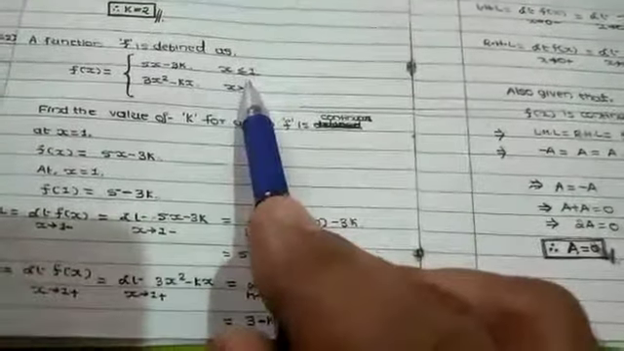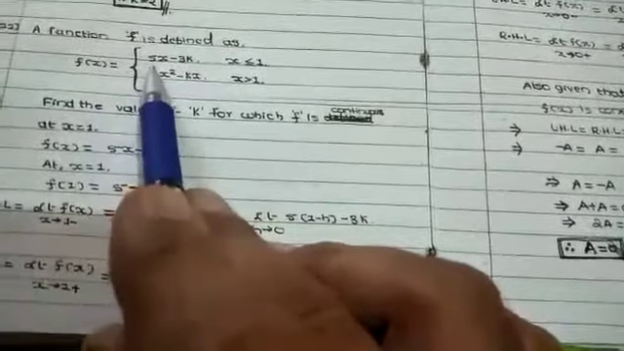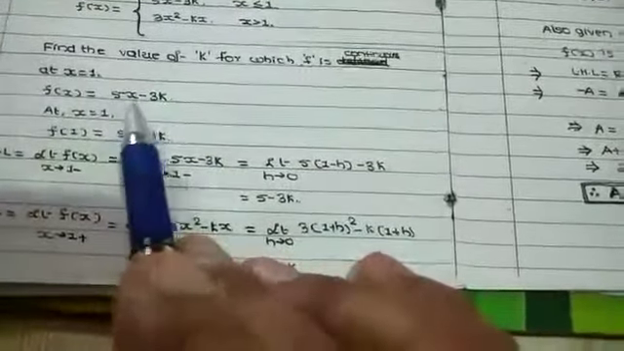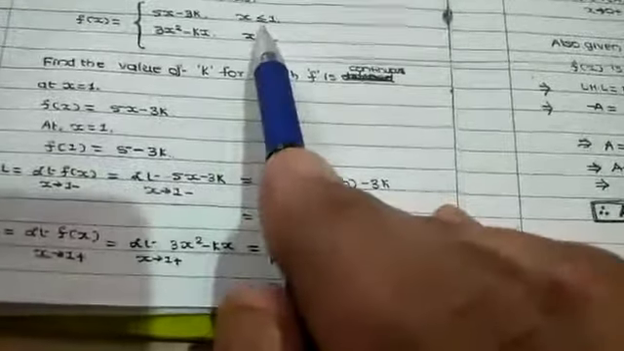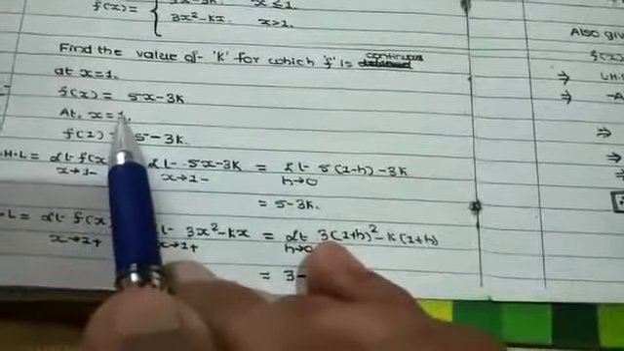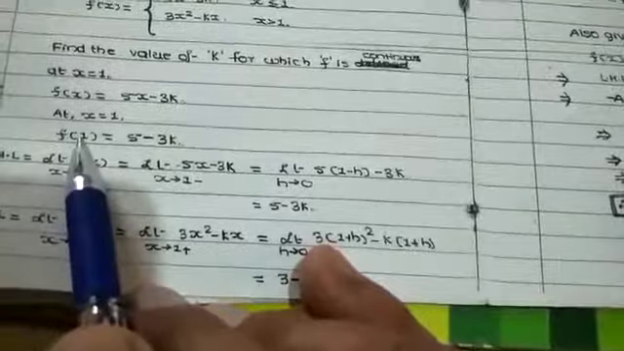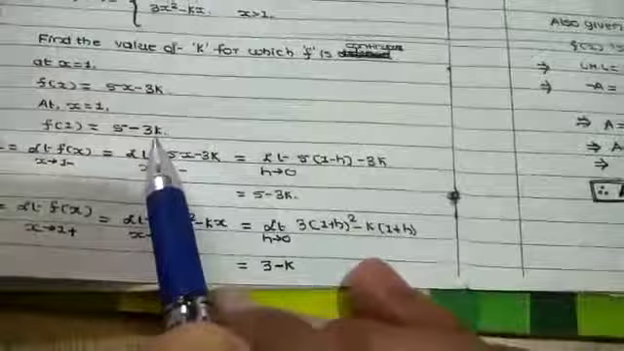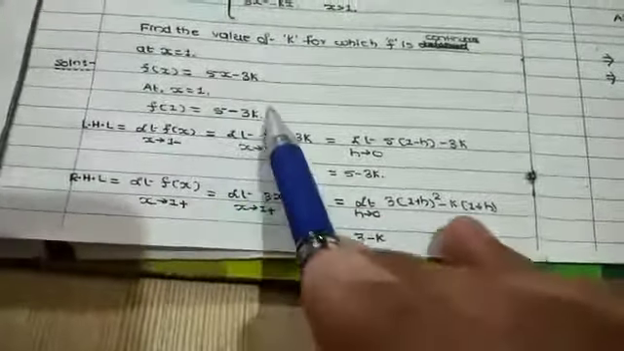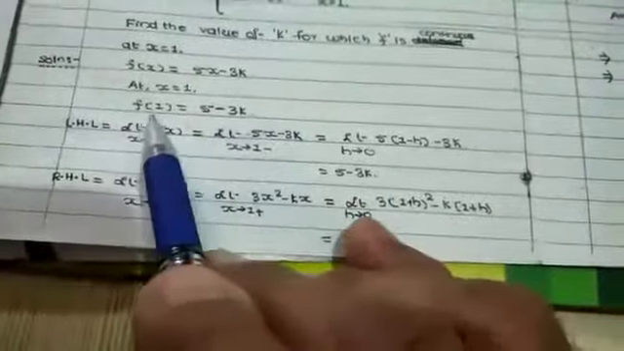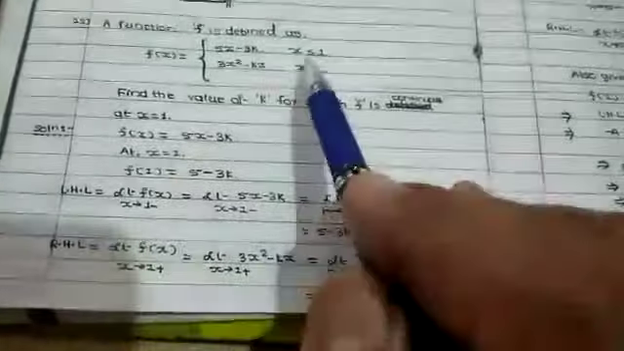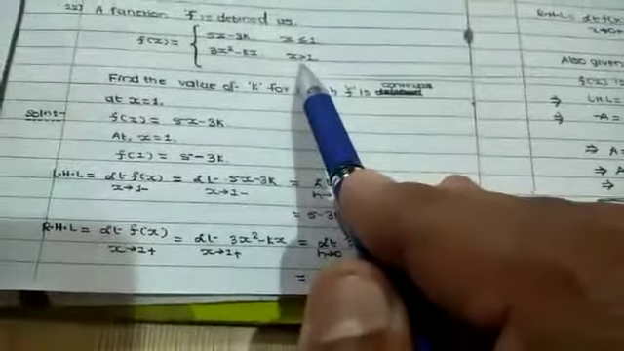So consider the given point x equals 1, here the function is defined as f of x equals 5x minus 3k. At the point x equals 1, in place of x you have to put the value 1, f of 1 equals 5 into 1 minus 3 into k. So at the given point we get f of 1 equals 5 minus 3k. Next find the LHL and RHL, because less than 1 is defined, greater than 1 is defined.